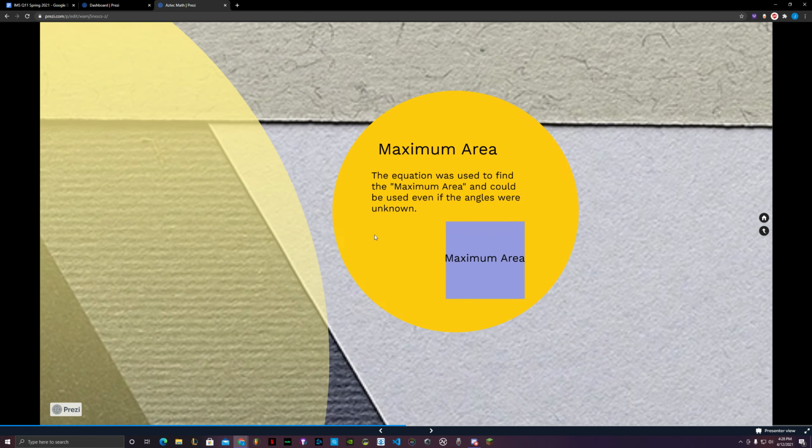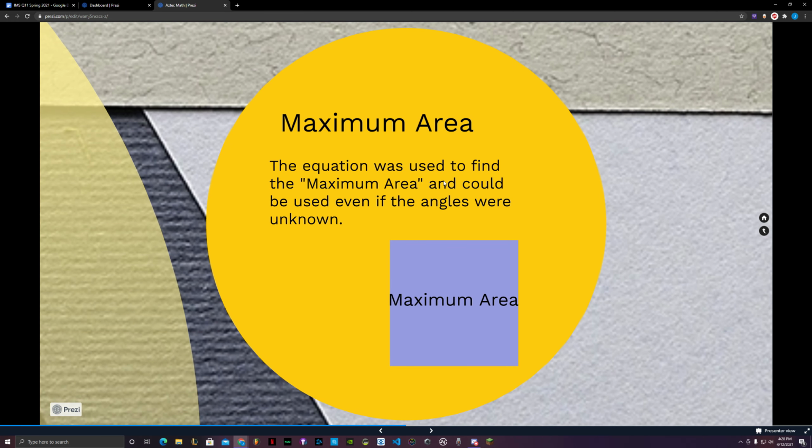This formula was used to find the maximum area, where they would try to get as close as possible to the maximum area of a landfill. The formula could be used even if the angles were unknown, which was pretty cool.